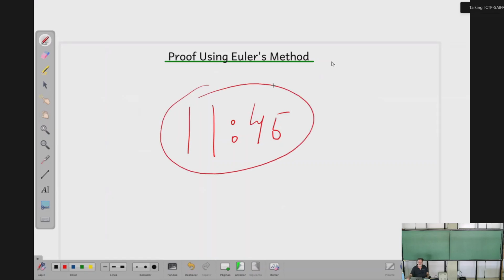Here we are going to make the proof using Euler's method. So first I have to explain Euler's method a bit geometrically, and then we do the proof.